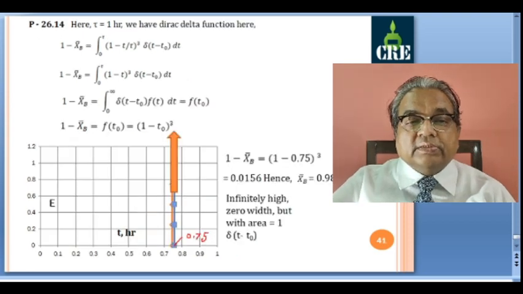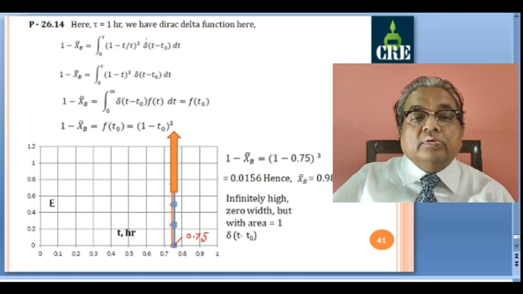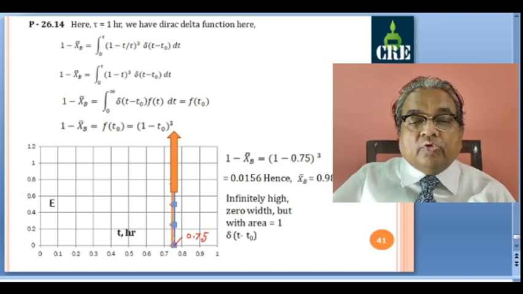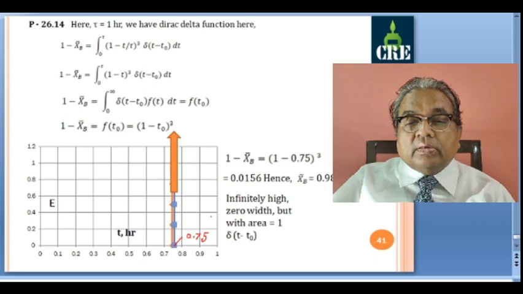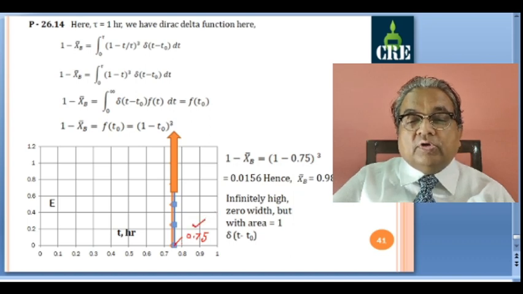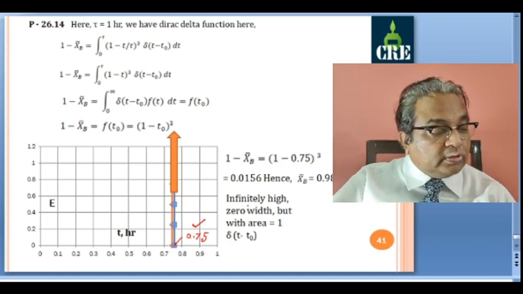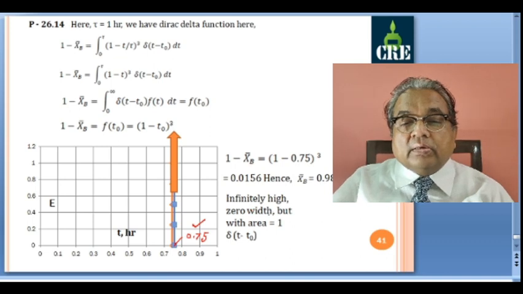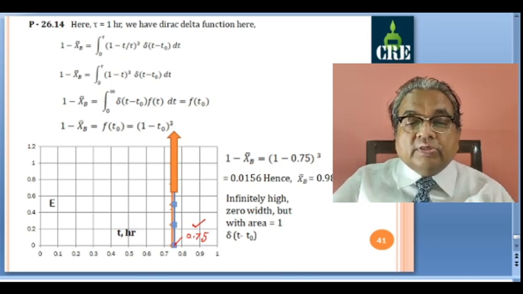And the next case, this is the last problem from exercise 26.14. Here we don't have a residence time distribution curve in the form like the earlier cases. This function is a direct delta function, and this represents an infinitely high value of E with 0 width, when this width is very small, tending to 0, and this is happening at t equal to 0.75. In the book it is given as 45 minutes, so converted to hours. And the area under the curve for this function is 1.